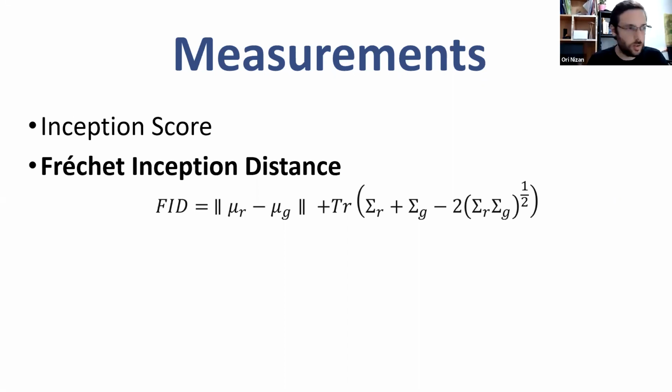The Fréchet distance is also known as the Wasserstein-2 distance. FID uses the last activation layer, which produces 2048 features for each image. To calculate the FID, we sample a large number of generated images and real images, each produces a vector of size 2048, and use the formula to calculate the FID. Mu R and mu G are the means of these vectors for each group. This means they have a size of 2048 elements. The sigmas are the covariance matrices.